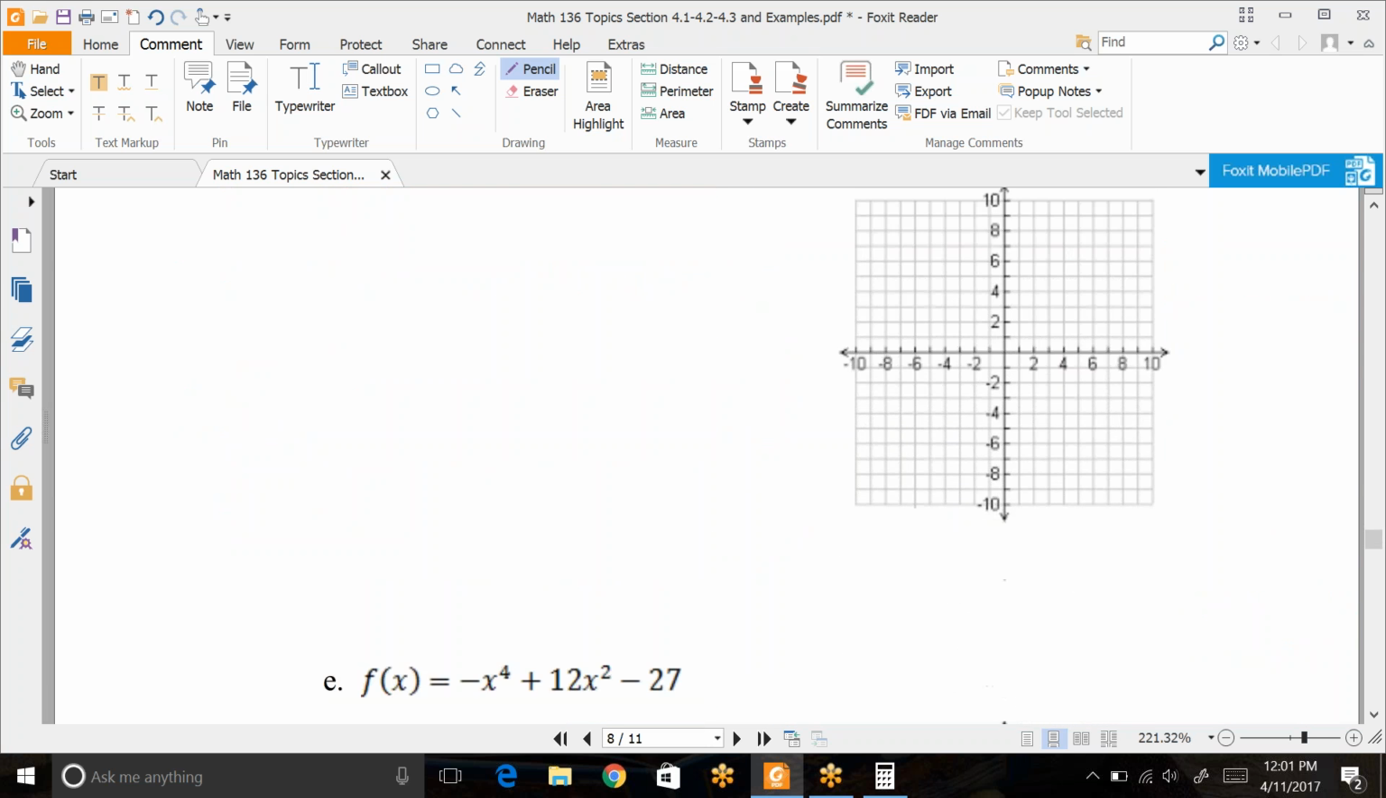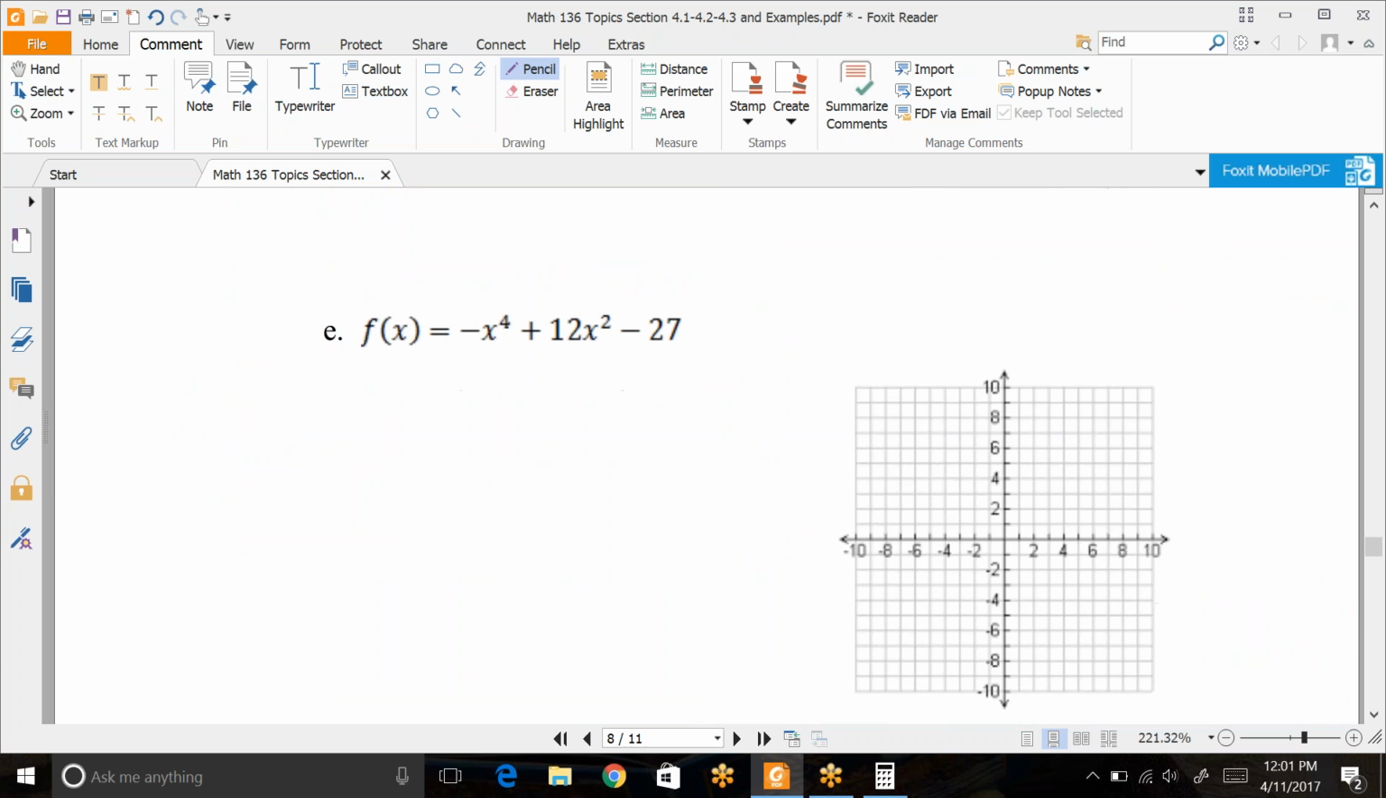Okay, looking for another example, let's look at part E. So in part E, we need to factor this again. We probably need to pull out a negative first to make this easier to factor. So I'm going to pull out a negative 1. That will affect my chart when I go to do it. This is now x to the fourth minus 12x squared plus 27. And we need factors that multiply to make positive 27 but add to negative 12.